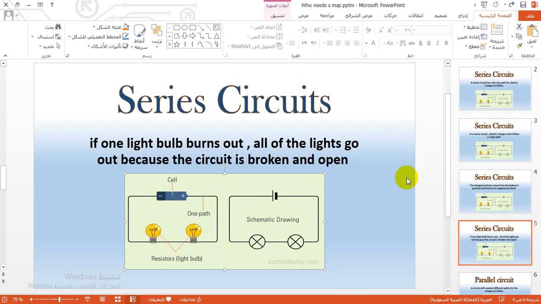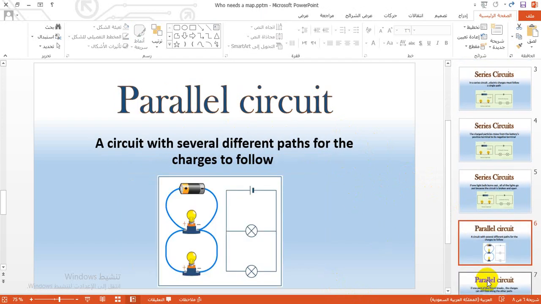Let's go now to the second type of circuits. Now we finished talking about series circuits, and we're starting to talk about parallel circuits, okay guys. A parallel circuit is a circuit with several different paths for the charges to follow. For example, this is an example of a parallel circuit. It has two loops. Parallel circuits can have more than two loops. You can imagine a circuit with two or more loops. We call it what?